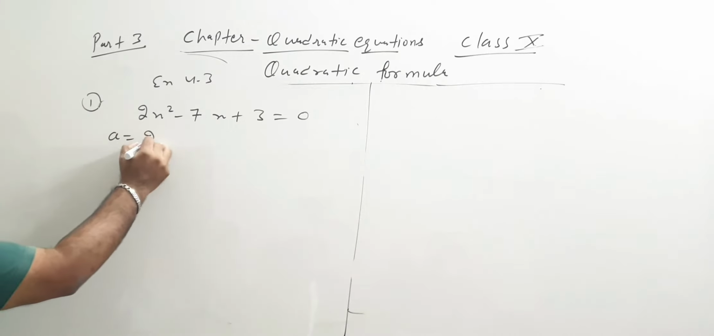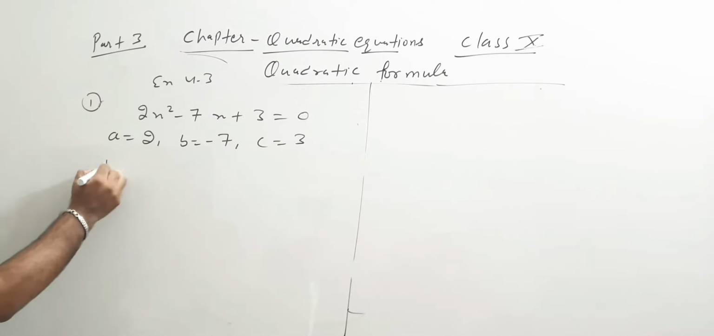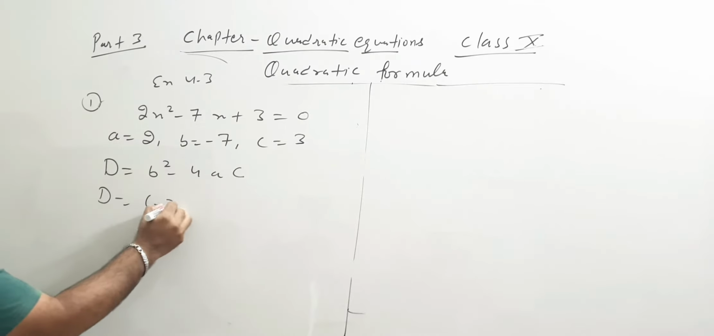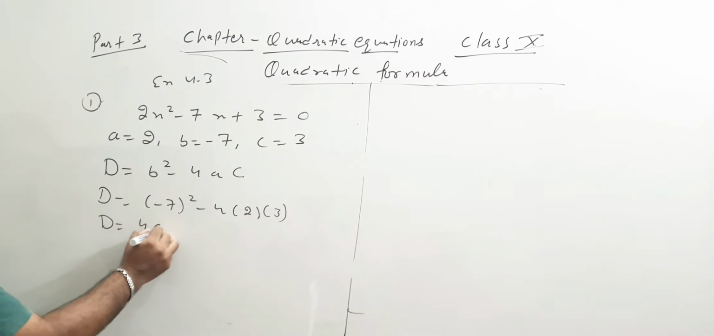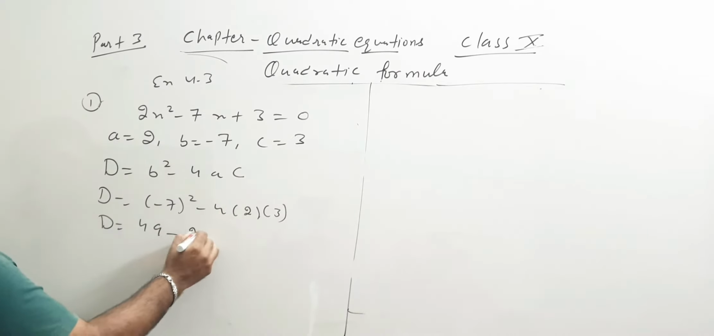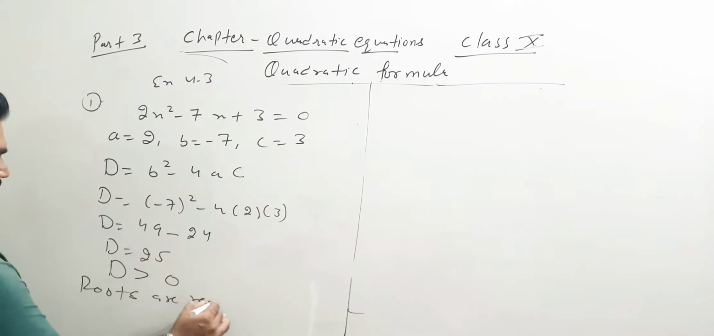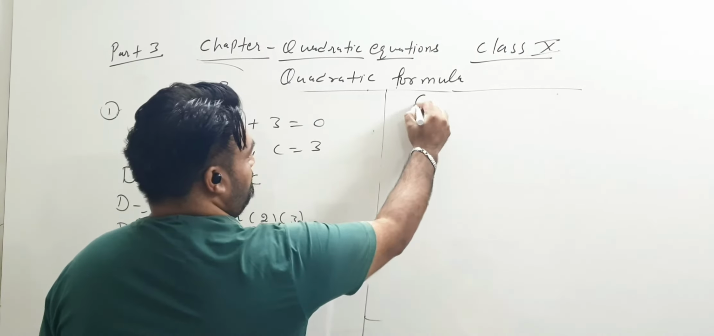The value of a is 2. The value of b is minus 7, the value of c is 3. Now we will find d, which is equals to b square minus 4ac. Put the values: b square minus 4ac. So d equals to 49, 4 2s are 8, 8 3s are 24. So the value of d is 25. Now again, the value of d is greater than 0. So the roots are real. If the roots are real, then we apply the quadratic formula.